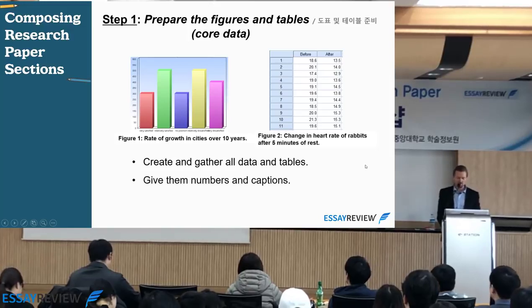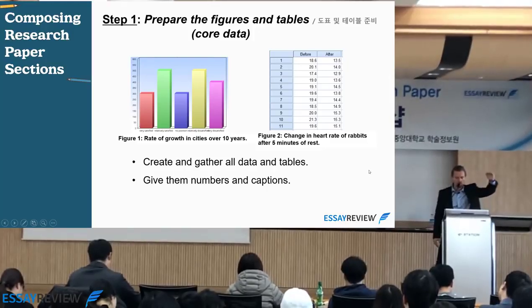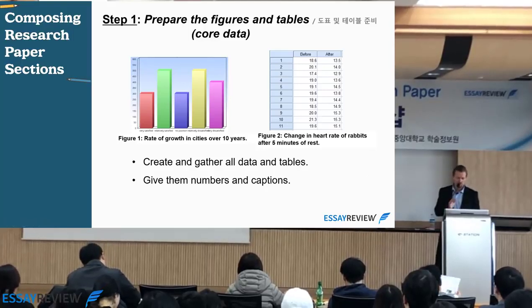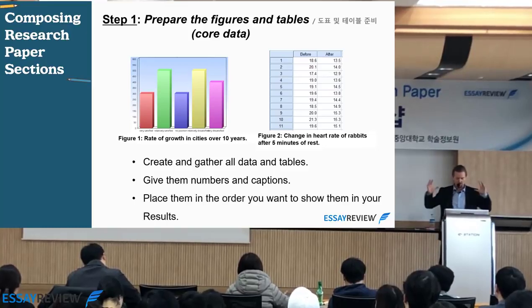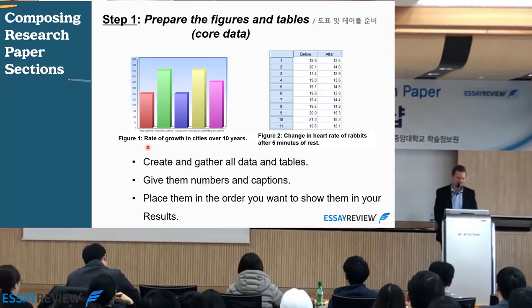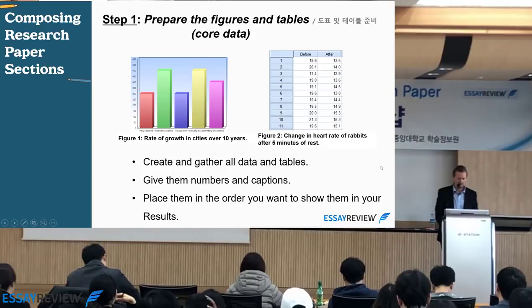Then you want to give those data captions and numbers. So you want to put them in order, so you know what order you're going to be writing about them when you write the methods and results. Right? So place them in order. Because your paper will just be writing in sentences this data. Just going to make sentences out of the data. That's what a paper is, really.